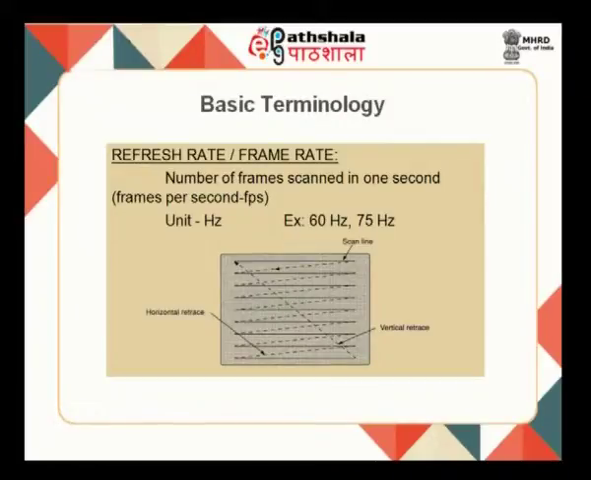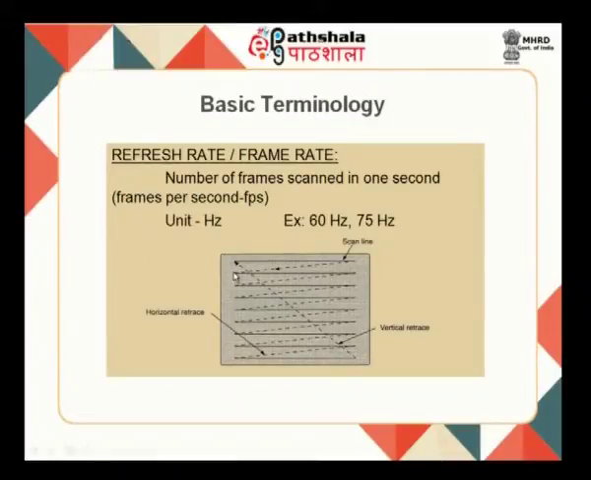As you see here, the diagram shows how the monitor is scanned. This is a horizontal line, called a scan line. The monitor starts scanning the picture from the top left corner, and then it proceeds towards the right. This is a horizontal scan line, and as it retraces, there is a dotted line that you can see there.